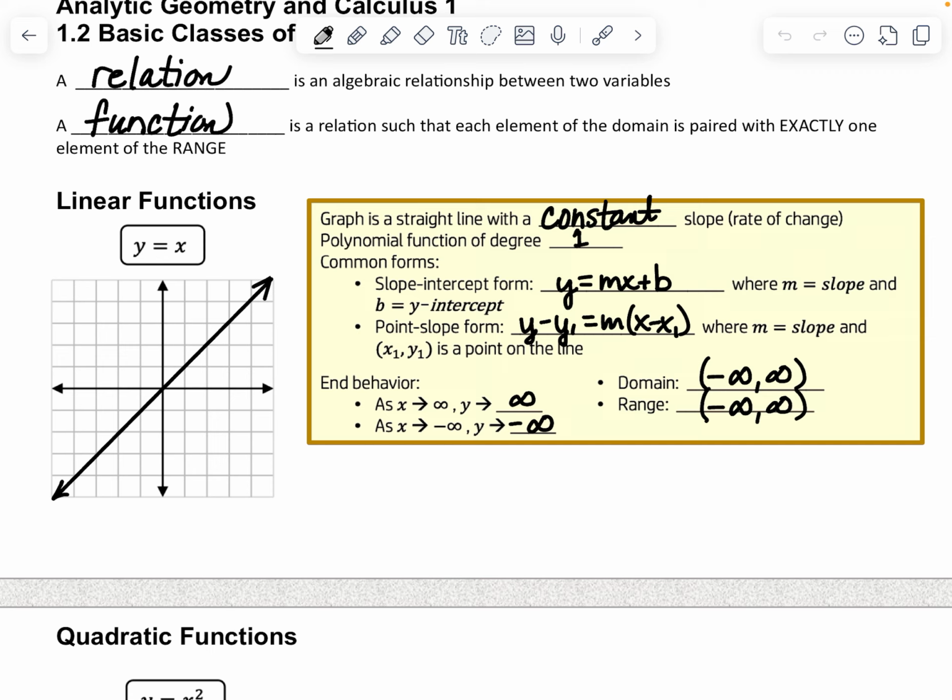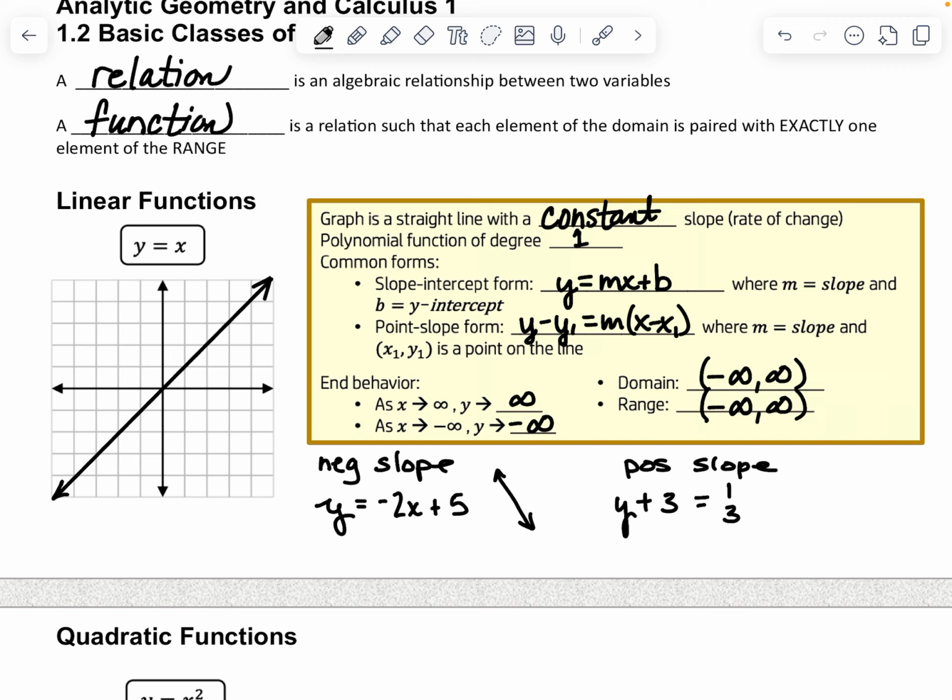And if we look at a couple of things, we know that we have a negative slope and a positive slope. If I can write this here real quickly, thinking about a line such as y equals negative 2x plus 5, we know that the line is going to be decreasing, or falling from left to right, versus a positive slope. I'm going to write it like this: y plus 3 equals a positive slope, I'm just going to make it 1/3, times x minus 1.